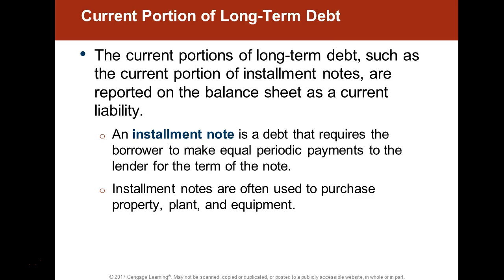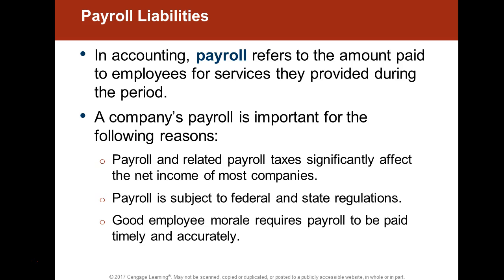Installment notes are, again, the same type of thing. There might be a long-term portion of that installment note and a short-term portion of that installment note, and the trigger is the same. If it's due in a year, it's current. If it's due after a year, it's non-current. And that's really all you need to know.